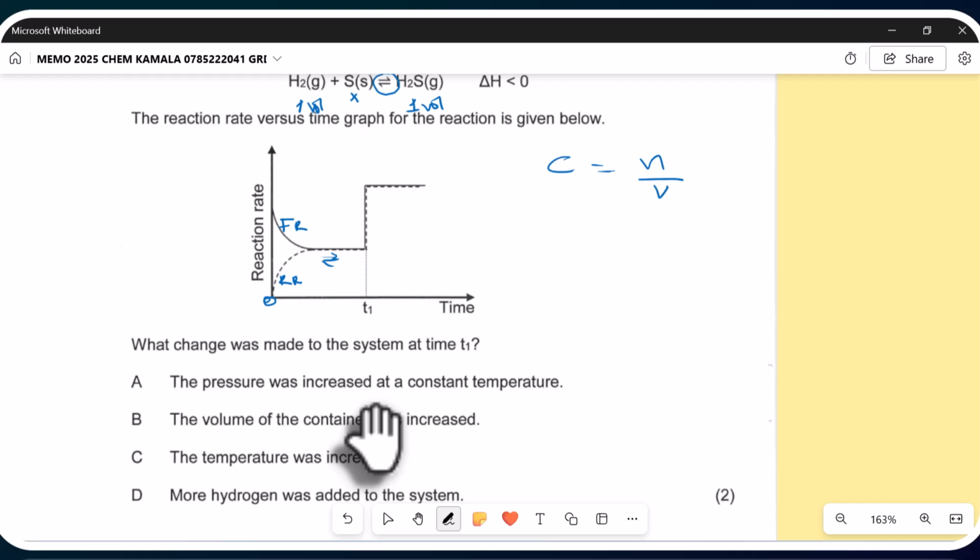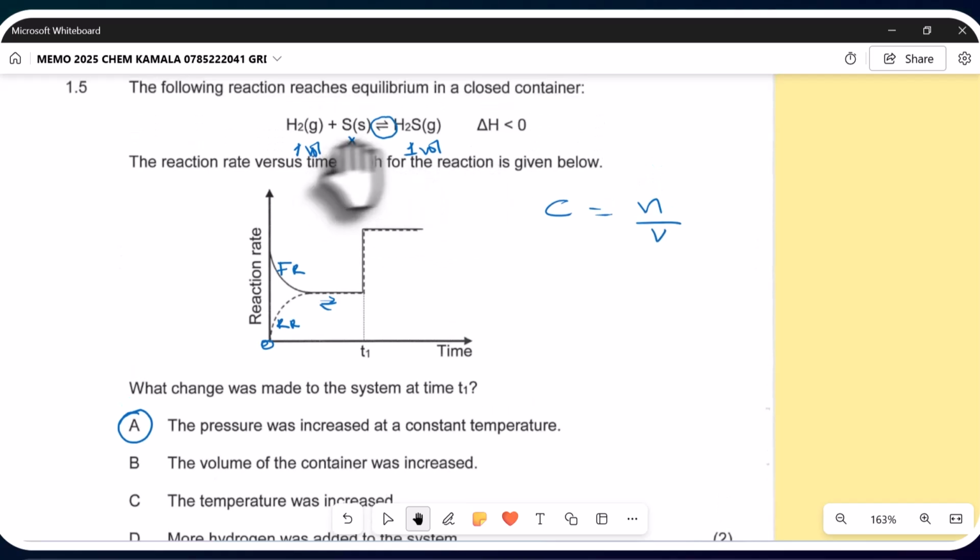The answer is A because we are having the increase in the concentration of both the forward and reverse reaction rate. Don't forget, we are having the same volume for the reactants and products. However, if we had different volumes here, then you're going to have different changes here. Yes, hope we are together. Let us proceed. Next question here.